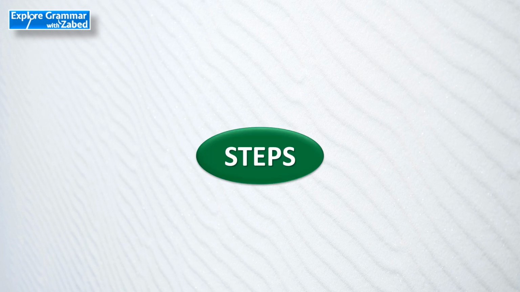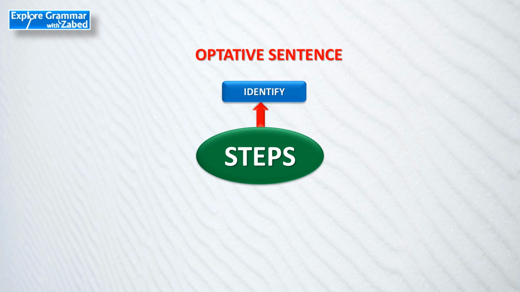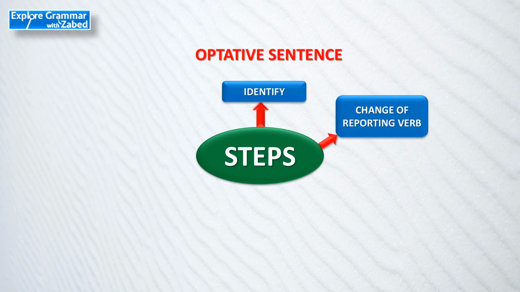Now, I'm going to discuss the various steps of converting an optative sentence from direct speech to indirect speech. Step number 1 is to identify. Here, you need to identify the subject, object, and reporting verb. Step number 2 is to change the reporting verb. Step number 3 is the removal of inverted commas or quotation marks and the use of the conjunction that.